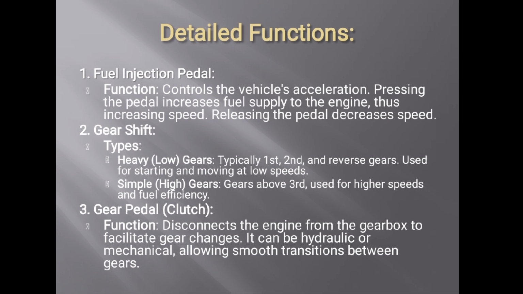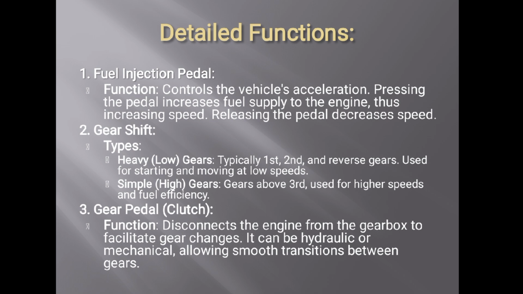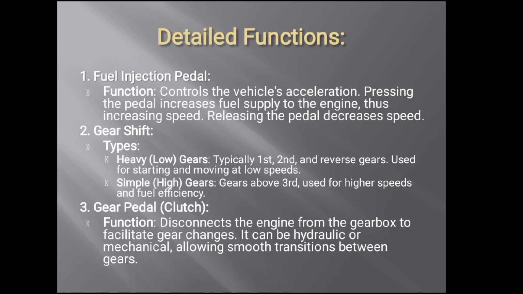The third vehicle control device is the gear pedal. It is found in manual transmission cars, and its main function is to disconnect the engine from the gearbox to facilitate gear change. I have said it before. It can be categorized as hydraulic or mechanical, allowing smooth transition between gears. We have seen it in the previous chapter as well, so refer to it.